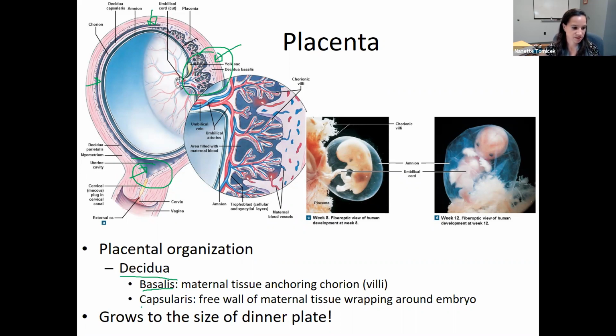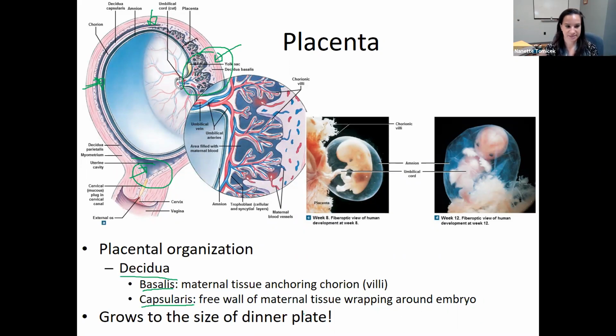Now, there's also decidua capsularis. So think of this as like a capsule. This is more of the free wall. So this is going to be this side here, where that amnion has expanded to come very close to and kind of lay on that chorionic surface, but there's no contact there. So the side that it's anchored and the side that it's free.